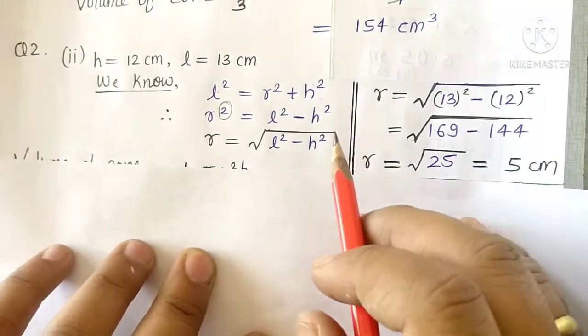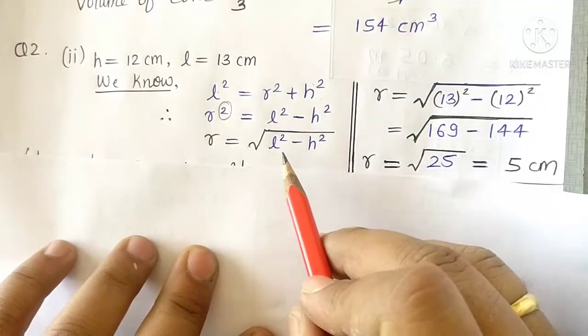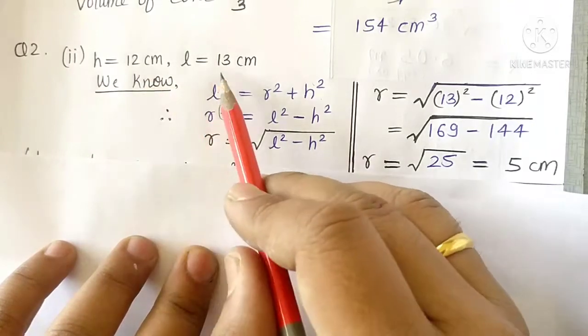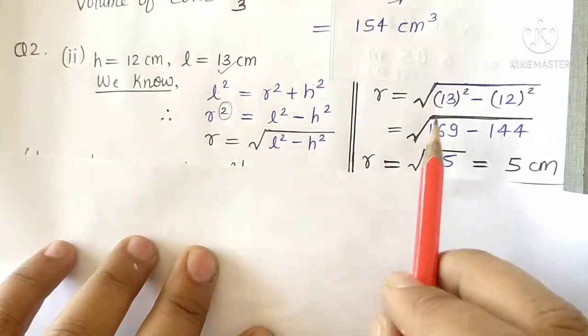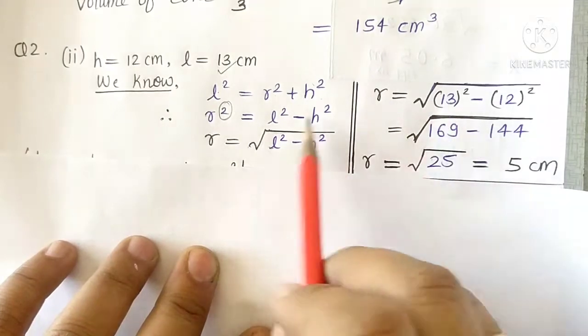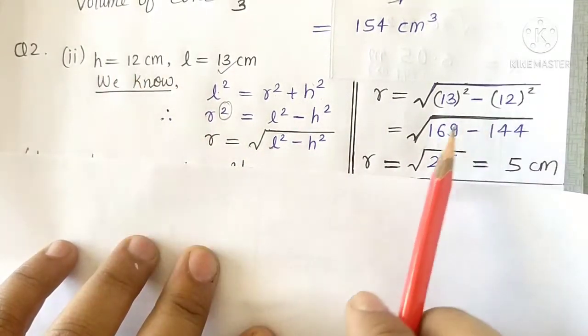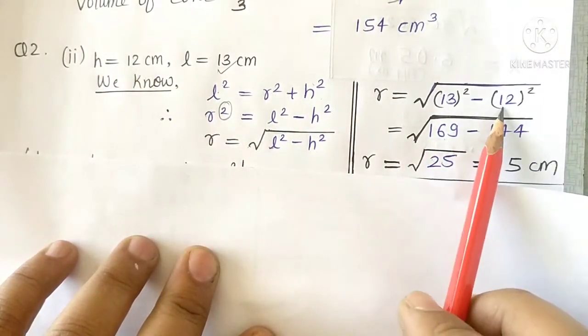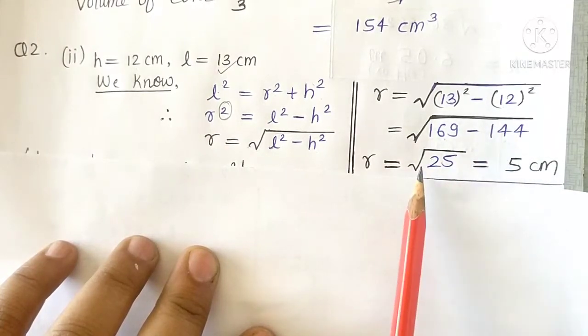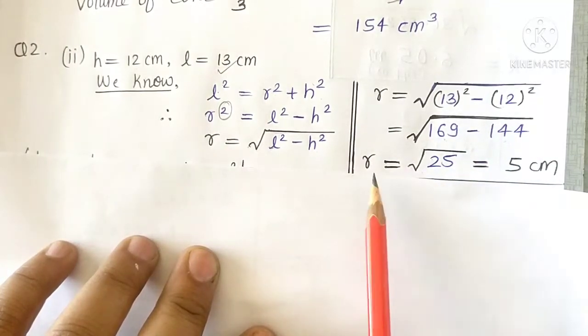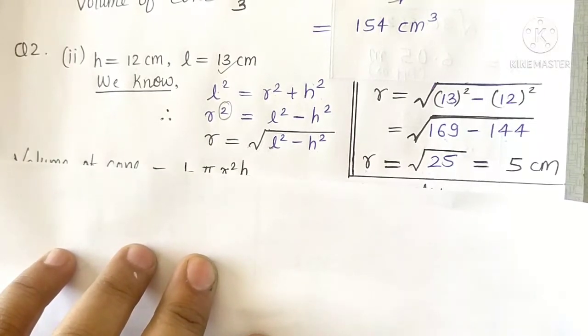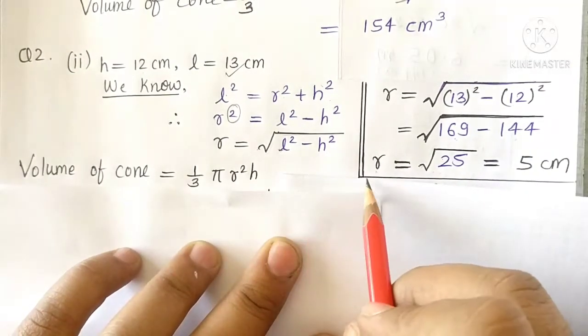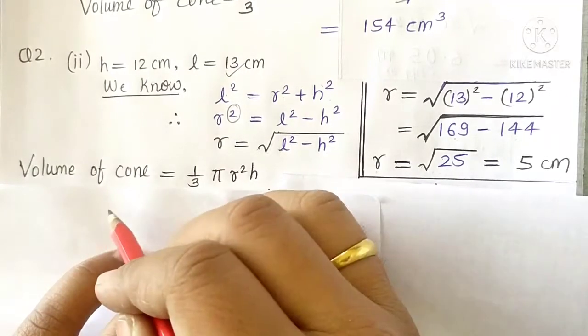Now the question comes, what is L? 13. So L square means 13 square. What is H? 12. So 12 square. 13 square means 169. 12 square means 144. When we subtract, the difference will come 25. Now R equals under root 25. What is the square root of 25? 5. So R equals how much? 5 centimeter.